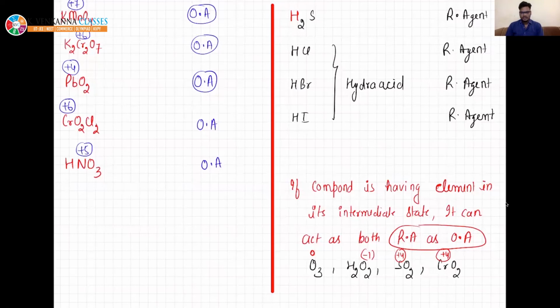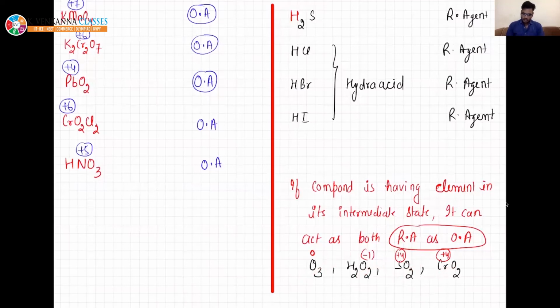You must know at least these two. Or I can write so many: HClO2, HNO2, anything of this kind. These all can act as both, sometimes they can act as oxidizing agents, sometimes they will not. So these are some very well-known examples, right?